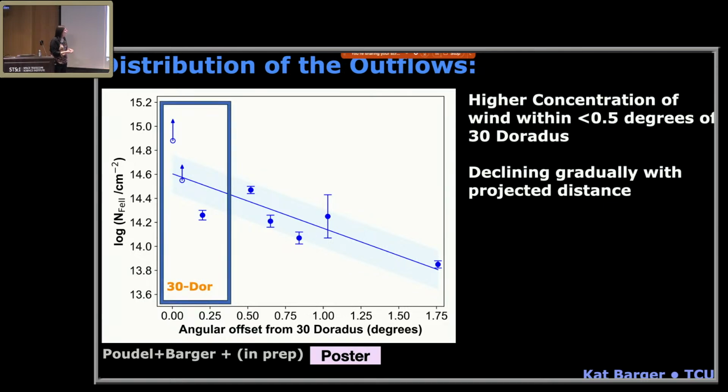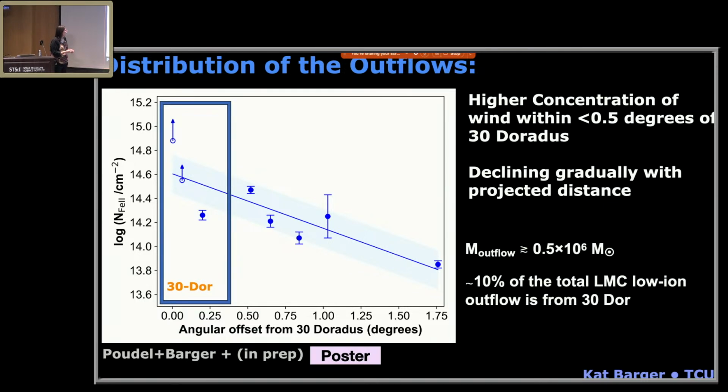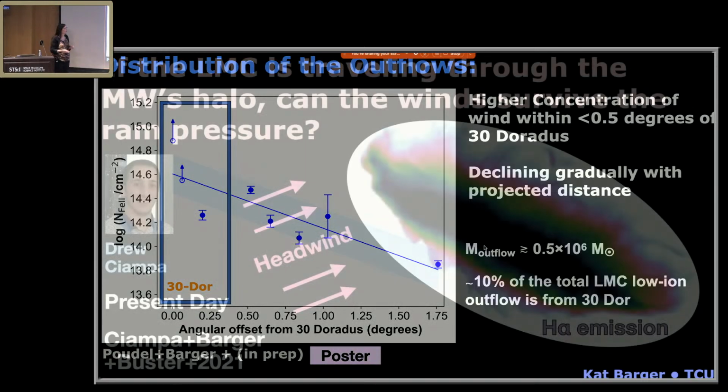Okay, so close to 30 Doradus and further out, if we add up how much material is being ejected out of this region of the galaxy, we get something on the order of 0.5 million solar masses a year in this outflow in just the 30 Doradus region. So that's interesting.